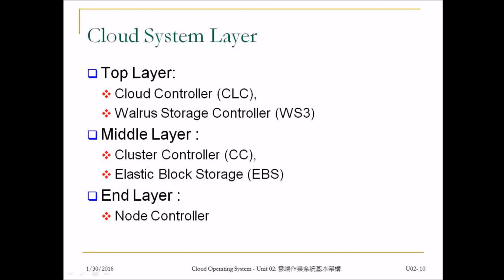A cloud system is defined as three different layers. The first is the top layer. The Cloud Controller (CLC) and Water Storage Controller are defined in the top layer. The top layer is used to provide the interaction or graphical user interface (GUI) to the client users or customers.